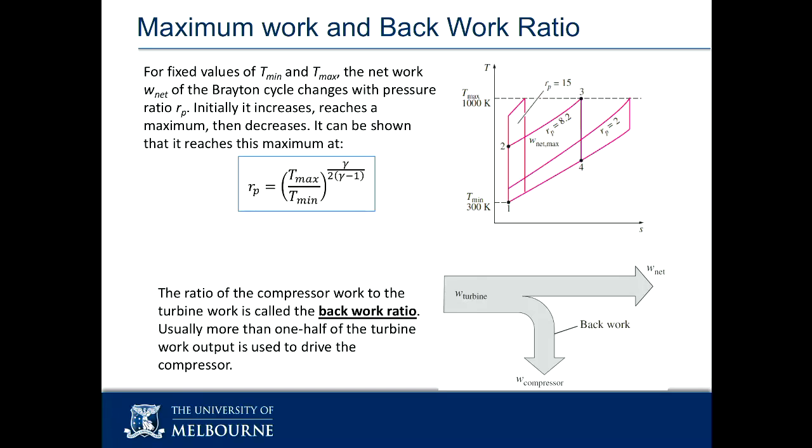So we refer to the back work ratio as the compressor work over the turbine work, and it can be more than a half of the turbine work. And this is where the efficiencies of this system make a big difference. Because there comes a point where if the turbine's a little bit inefficient, it doesn't have enough work to run the compressor.